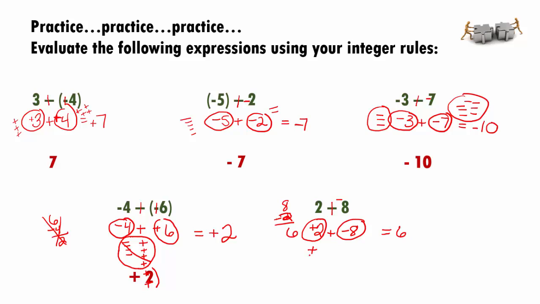Then I just decide, what do I have more of? So I have 2 positives. I have 1, 2, 3, 4, 5, 6, 7, 8 negatives. I definitely have more negatives. 2 positives and 2 negatives will zero each other out. How many negatives am I left with? 1, 2, 3, 4, 5, 6. 6 negatives. And so my result is a negative 6.